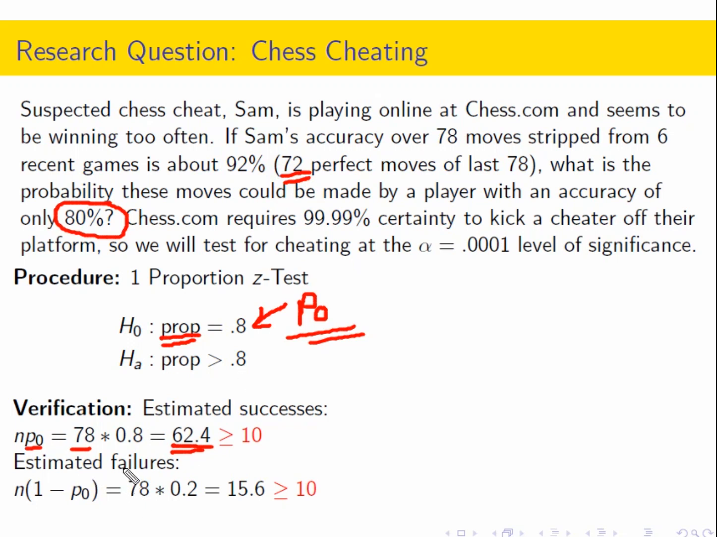Also, we can calculate the estimated failures. We take 1 minus his successes, right? Like if the probability of rain is 80%, the probability of it not raining is 20%, multiplied by the sample size. And so we're estimating that Sam would get 15 or 16 wrong moves, incorrect moves. So we're expecting 62 to 63 accurate moves and 15 or 16 inaccurate moves if he's playing at the Magnus level.